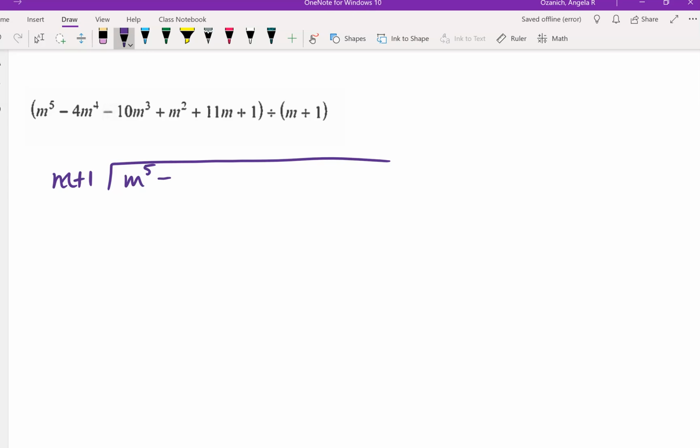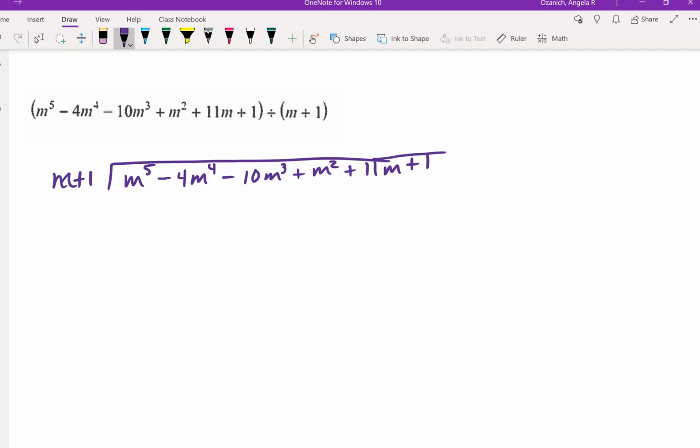I have an m to the 5th, and I have an m to the 4th. I want to have a degree of m represented in each space, kind of as a placeholder. So for example, if I was missing an m cubed term, I would just put in 0 m cubed. This one's kind of nice because I have all of my descending exponents represented in this work. And this is a very long problem to do for a video, but that's okay.